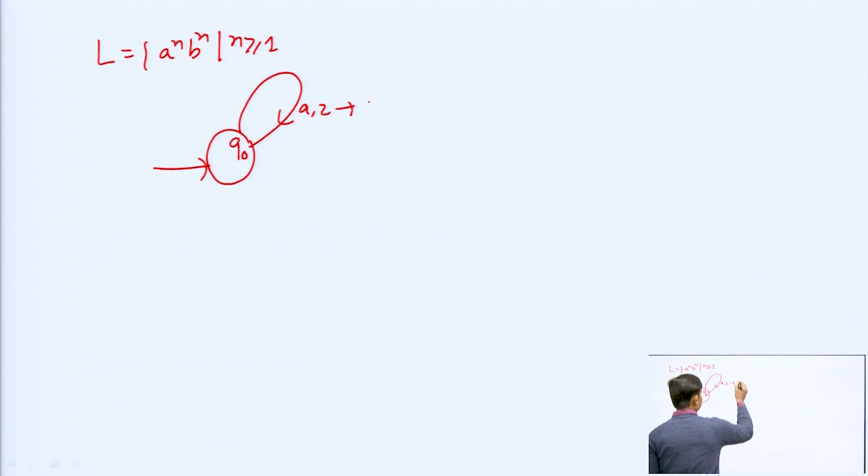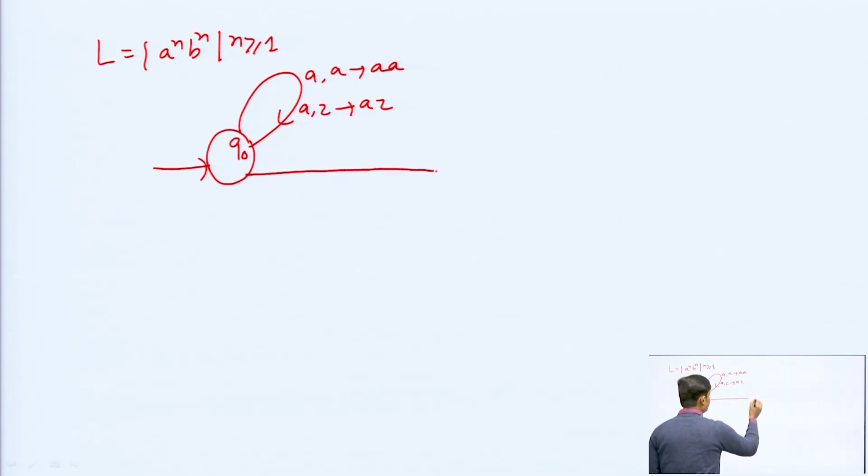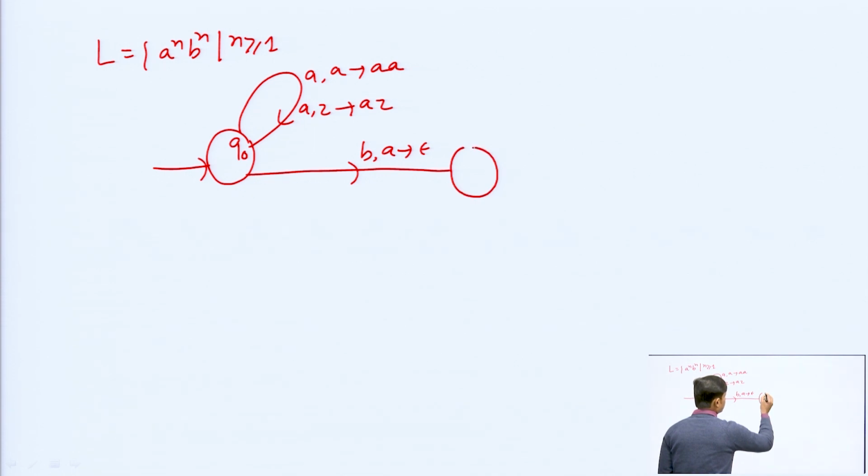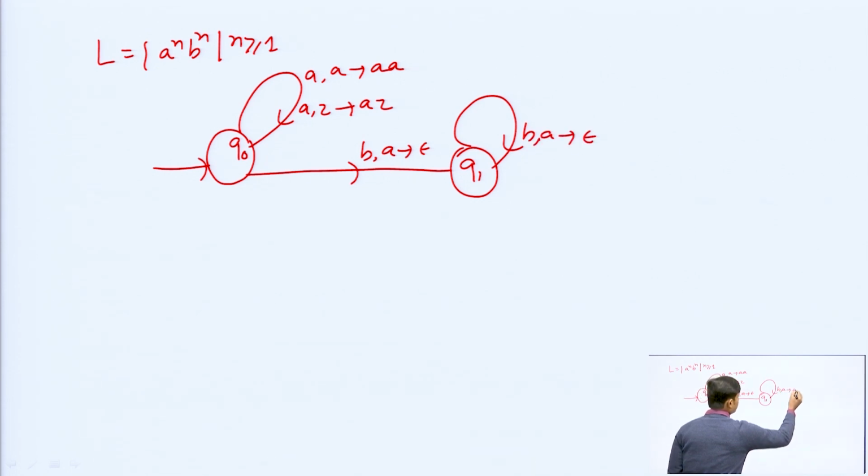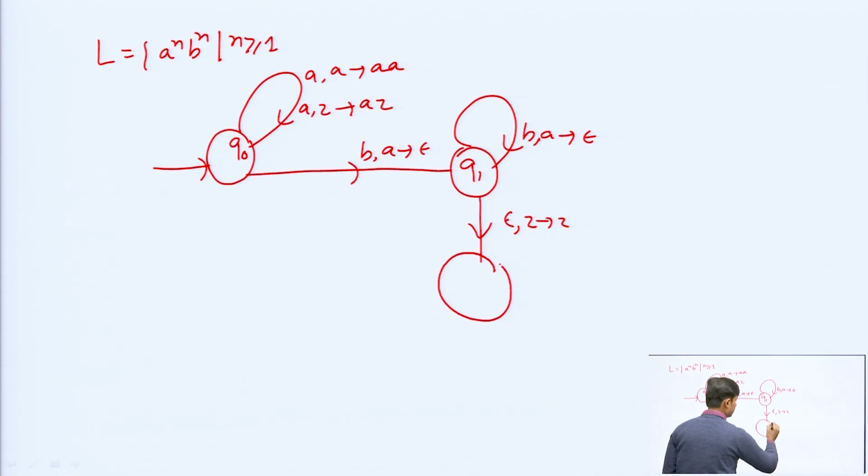You can write this as A, Z, and this is A. Then for the B input, B, A, and this is epsilon. Then this is Q1, then B, A, this is epsilon, and here epsilon, Z, this is Q final, the Q accept state.